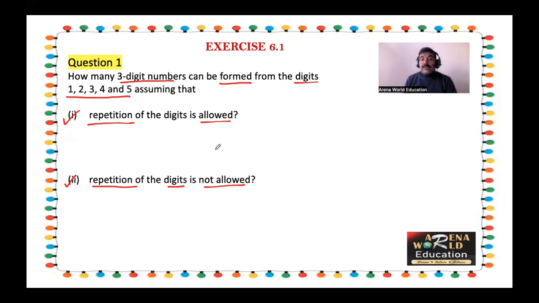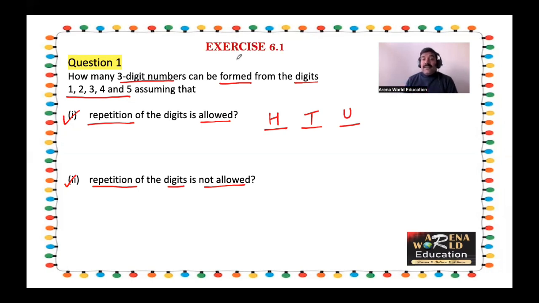In the first part, repetition is allowed. We want to make a three-digit number, so I'm writing three places here. This will be the unit digit, this will be the tens place, and this will be the hundreds place. Now, what is the restriction? If we see these five numbers, they are all non-zero digits.